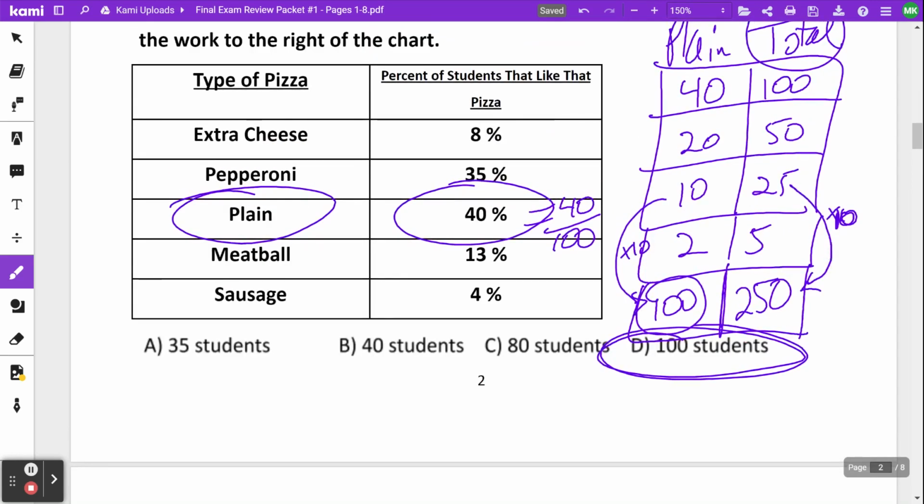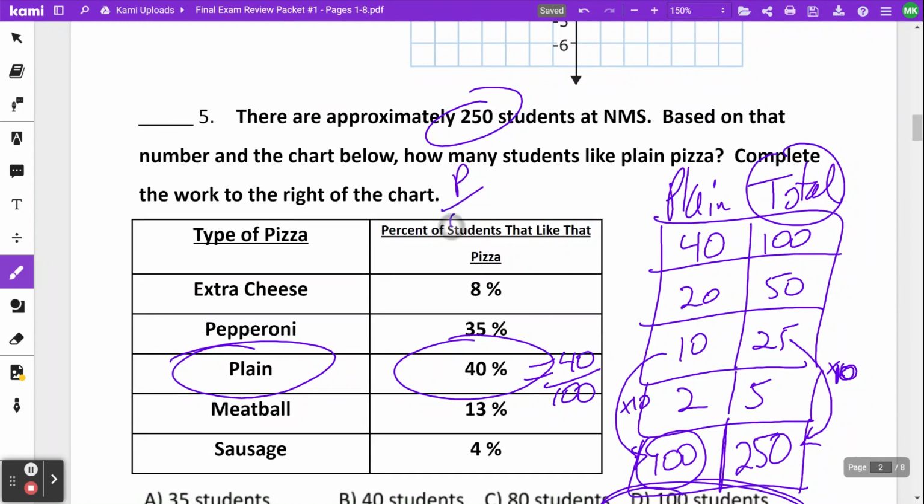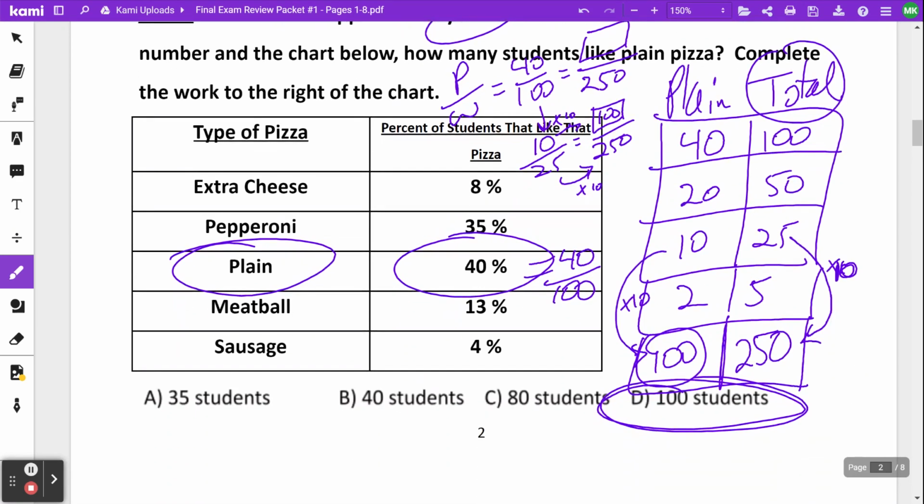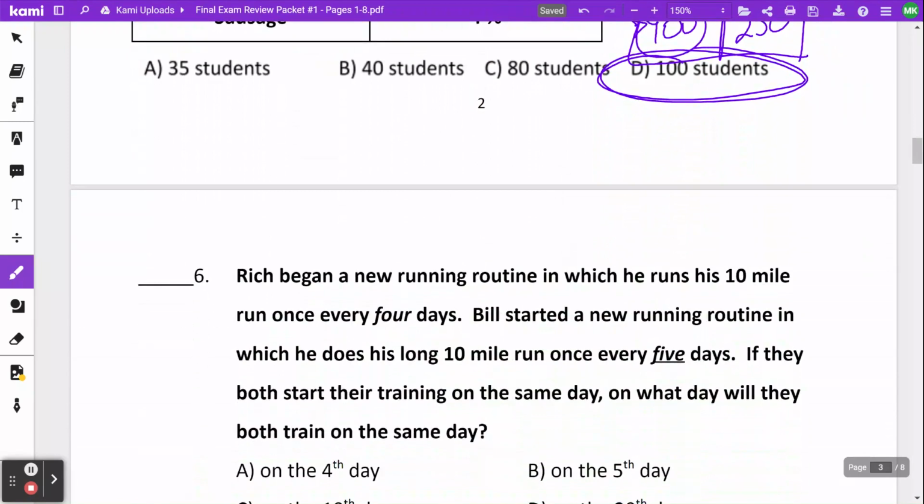Now the other way would be to do the part over whole, right? Part over whole like that. Remember that? 40% is 40 out of 100 equals some value, right? The part over the 250, and that's the whole, right? And then what I can do here is simplify, right? And if I simplify, maybe I get that 10 over 25 like I did before, equals some number over 250. And there you have it, right? Times 10, lots of ways to do this one. Times 10 that way, and there's my 100, okay? So lots of ways.